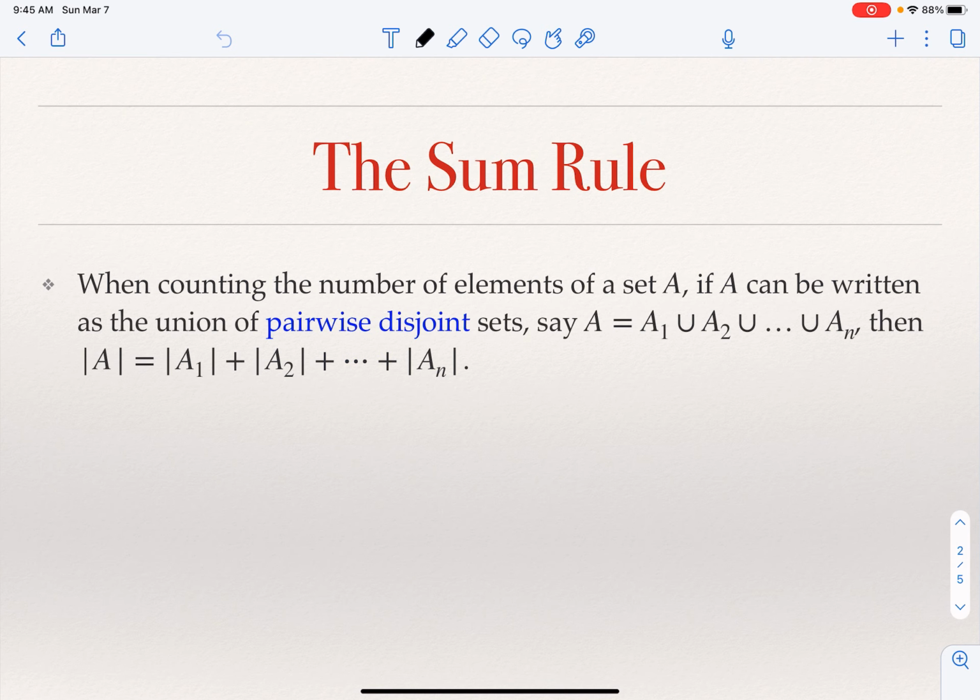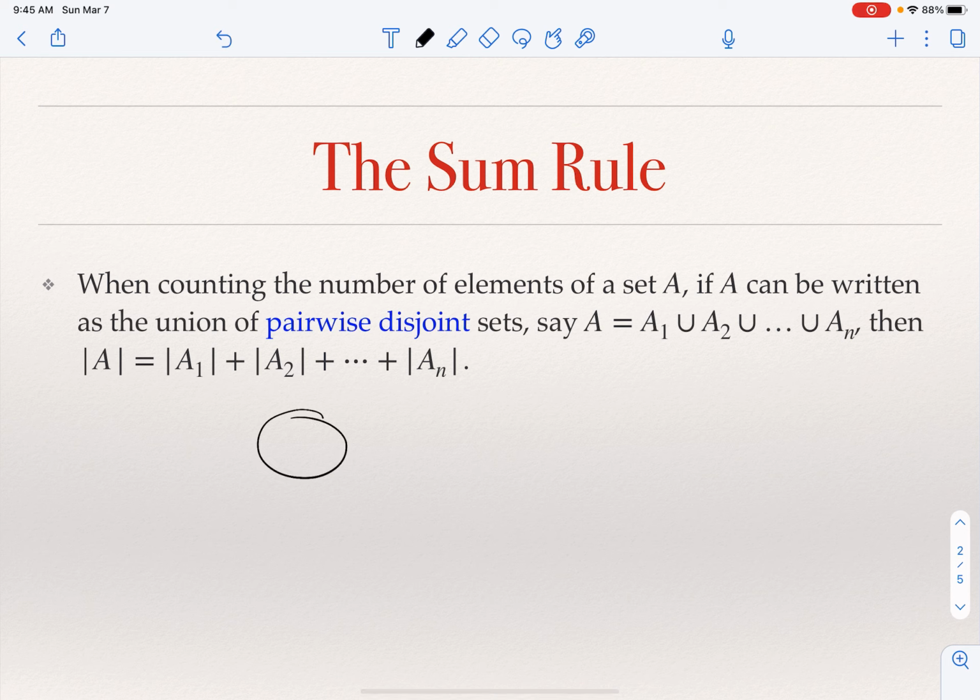So the sum rule says that if you can write A as the union of n sets, and these sets are pairwise disjoint, no two of them share any elements, then the cardinality of A is the cardinality of A1 plus A2 and so on. You take the sum of them.